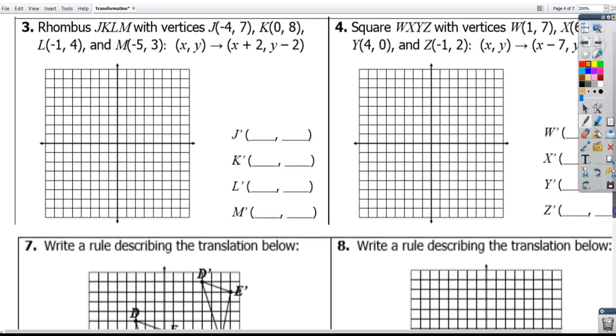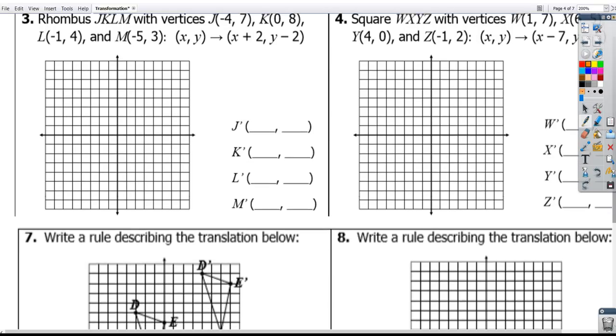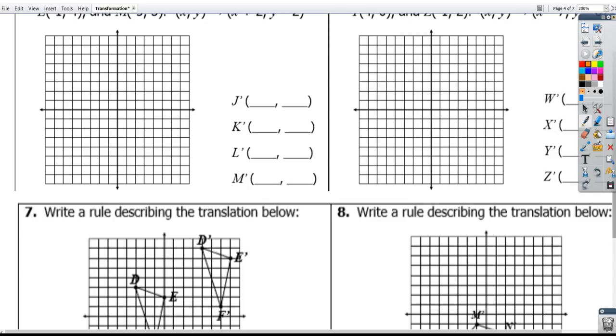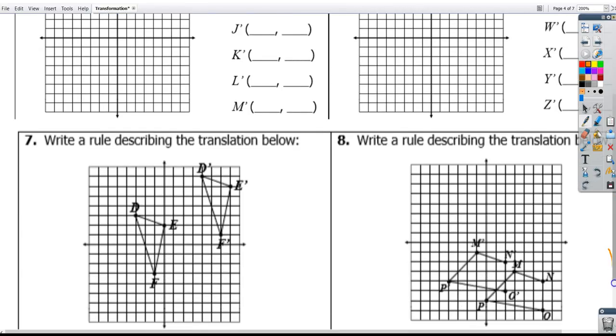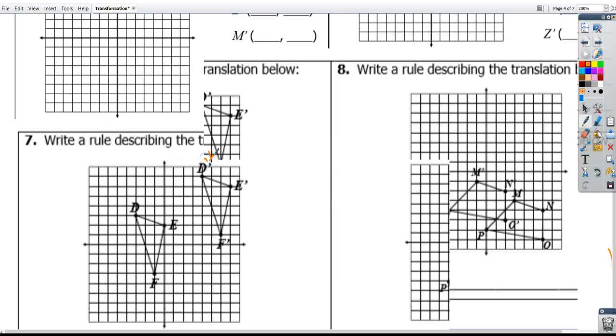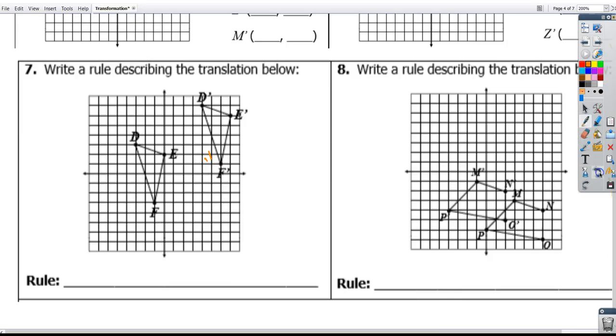All right, I am not going to go over 3 and 4. I want you to try to do those on your own. I will go over number 7 because we haven't done that before. Okay, so number 7, because these have the little prime symbols, that means that's my after image. That's just my regular image. It means this guy's my pre-image.